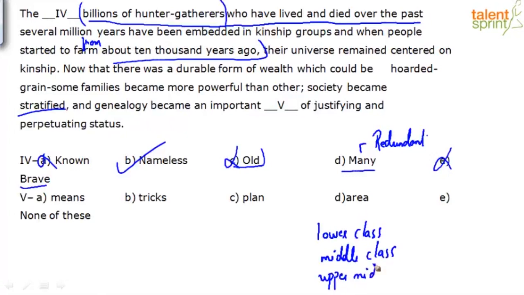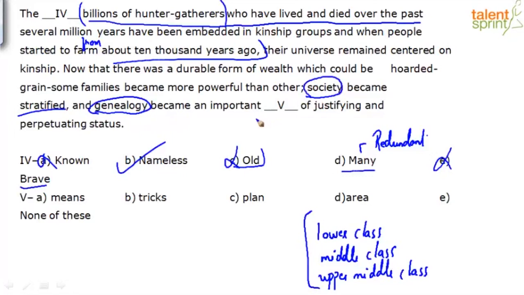So what are they saying? Society became stratified. So each of them were divided by their position in society, with their economic background and the job nature and the employment that they do. So you started dividing: how much are they making? And genealogy became an important dash of justifying and perpetuating status. So we are referring to genealogy and we are referring to society.